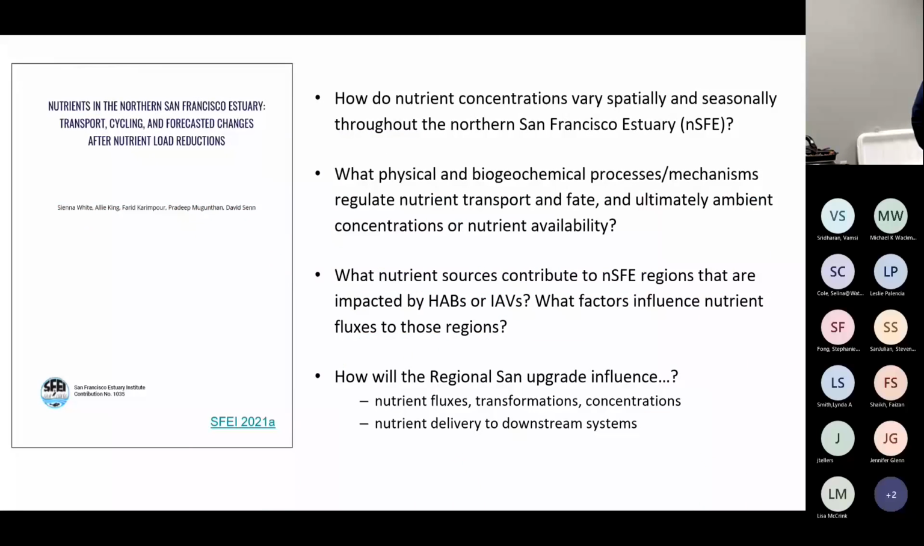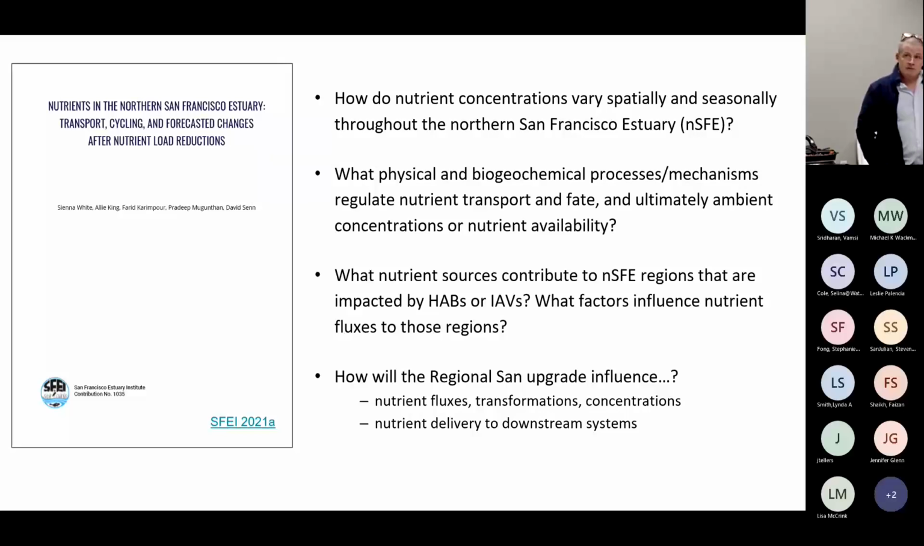So instead of going through that long list of questions, I'm going to hopefully go through this shorter list of questions, which is related to this report that we came out with last year, 2021, Nutrients in the Northern San Francisco Estuary, Transport Cycling and Forecasted Changes After Nutrient Load Reduction.